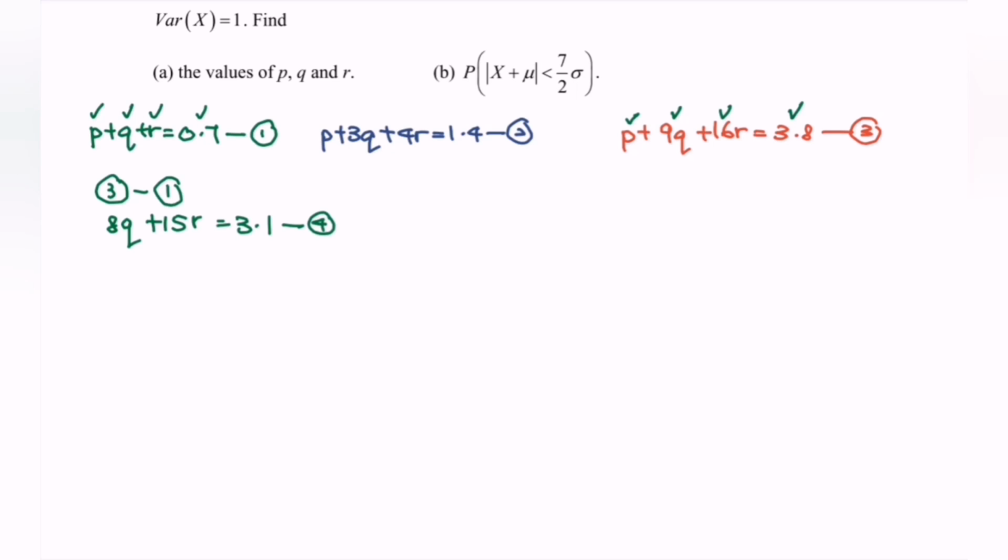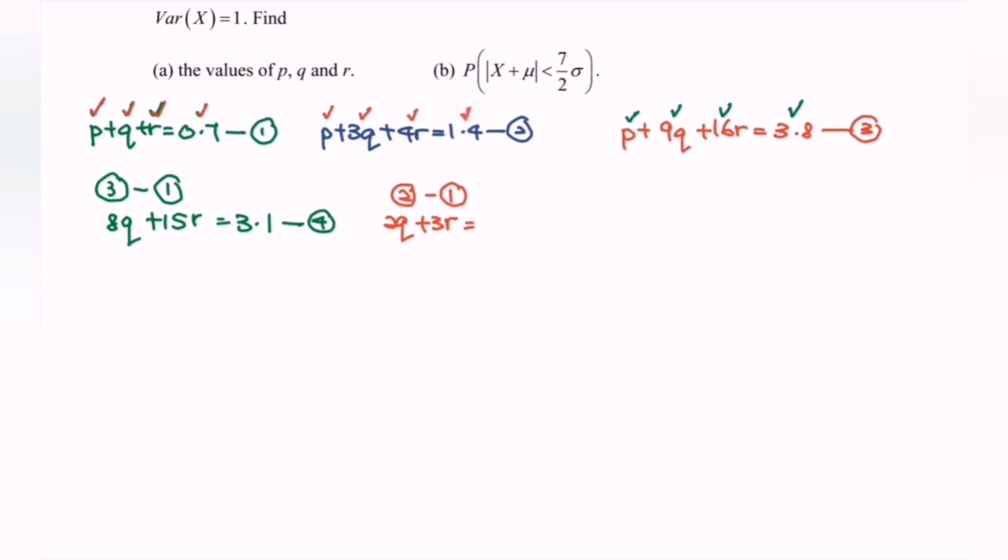Next, by referring to the situation, the second equation minus the first equation. P minus P gives 0. 3Q minus Q gives 2Q. 4R minus R gives plus 3R. Finally, 1.4 minus 0.7 gives 0.7, as the fifth equation.